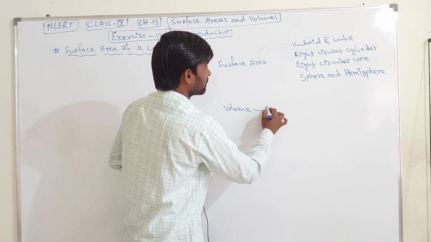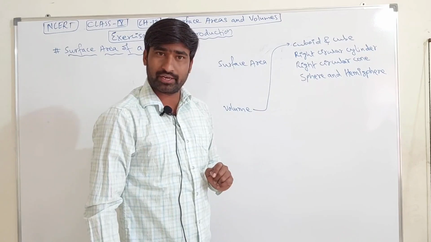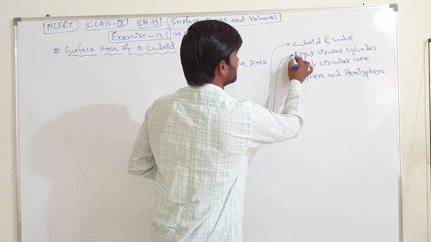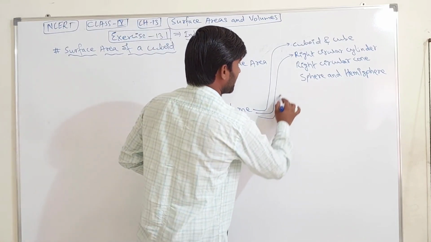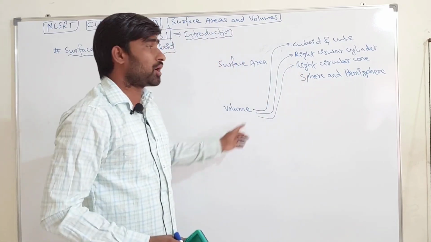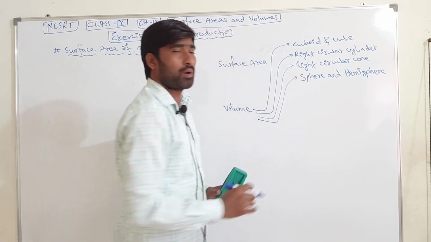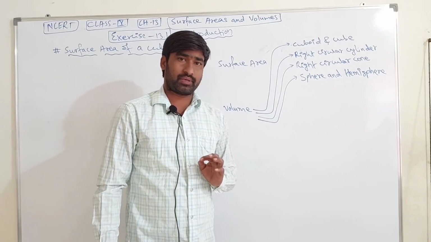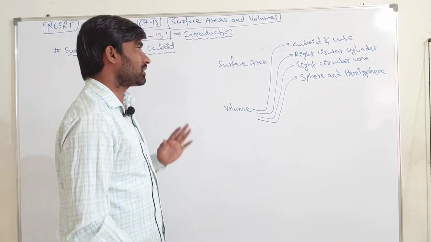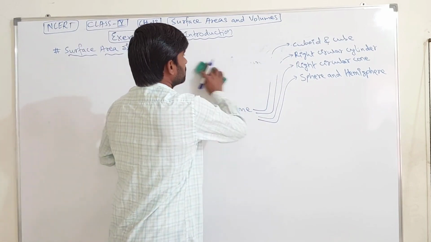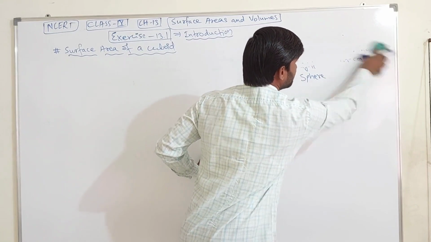13.5 is volume of a cube and cuboid, and the sixth exercise is the volume of a right circular cylinder, and 13.7 exercise is volume of right circular cone, and the last exercise is volume of sphere and hemisphere. So this is the complete chapter. In this chapter we are going to learn all these 8 exercises. Now we will start.